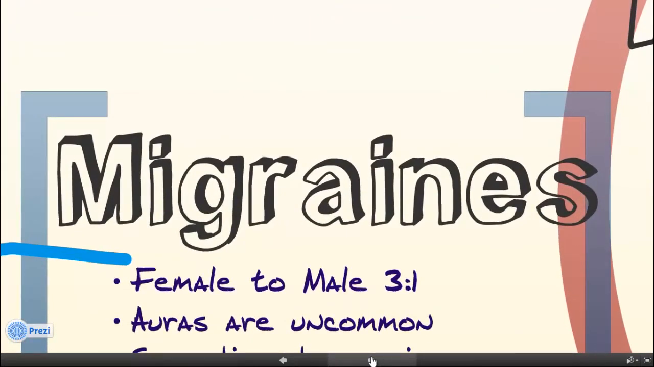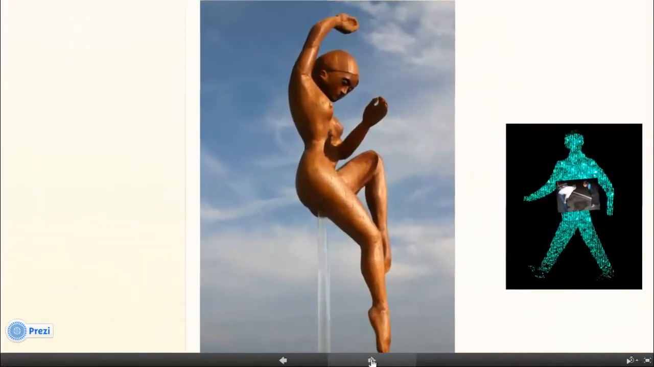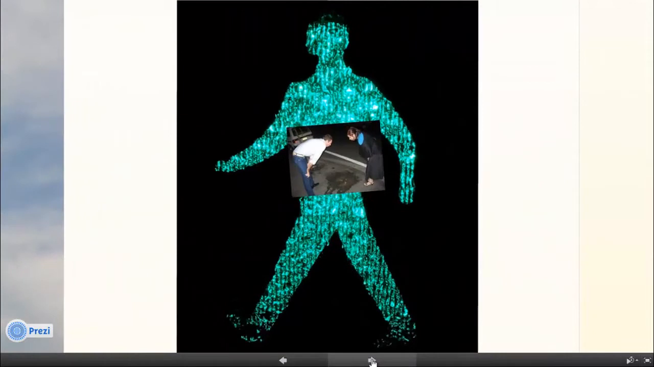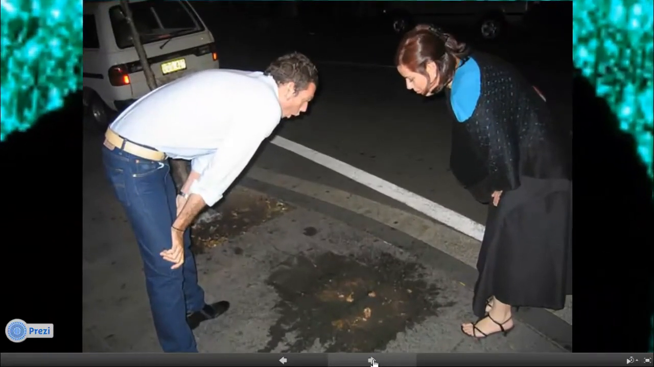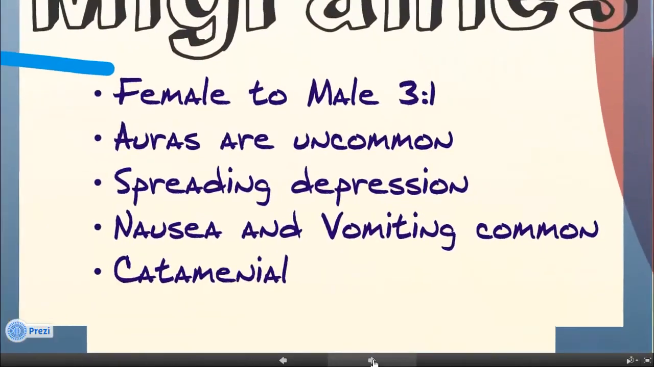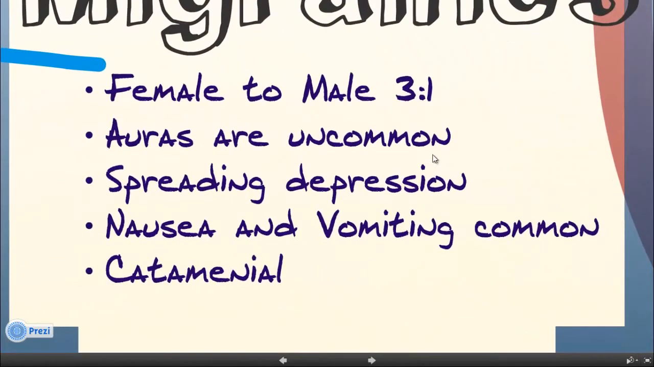Now these have a 3-to-1 female to male predilection, and one of the associated characteristics of a migraine, which can of course be light sensitivity, which is photophobia, or sound sensitivity, which is phonophobia, but the one that is most specific to migraine headaches is in fact nausea and vomiting. Some other interesting facts. Auras are not in fact very common, and they occur only in about 10 to 15% of migraine patients.